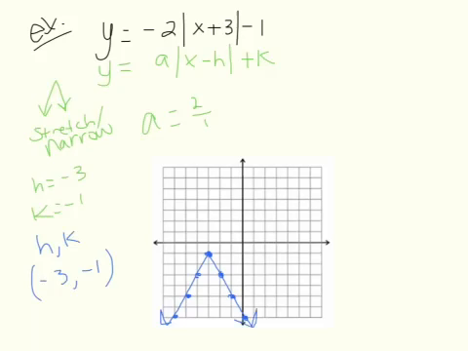So there's the absolute value. It is a little more narrow than the parent. And from the parent function, it did do what our h and k told us. It moved left 3, down 1. And it got more narrow, and it was reflected because the original goes up.